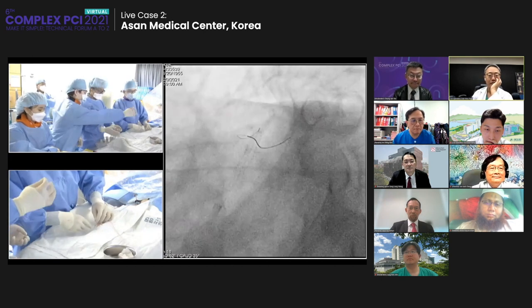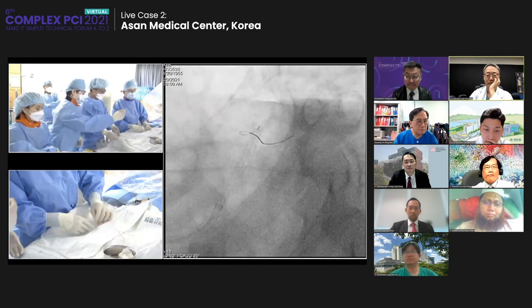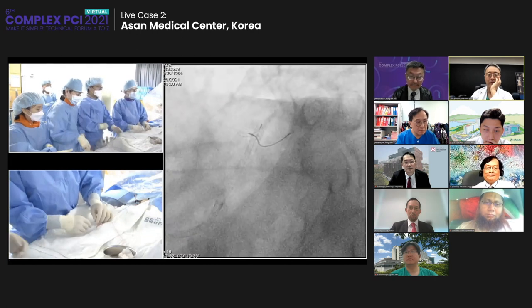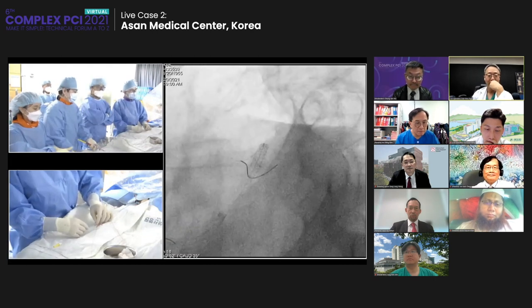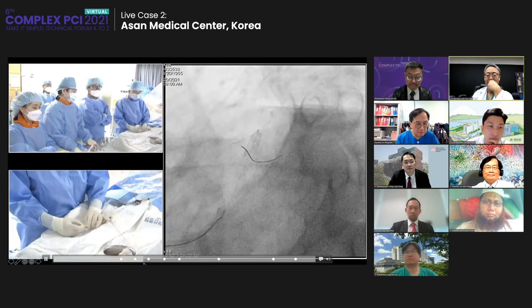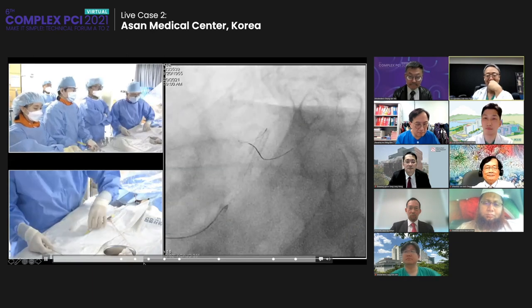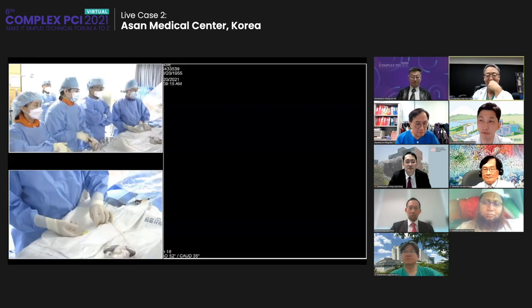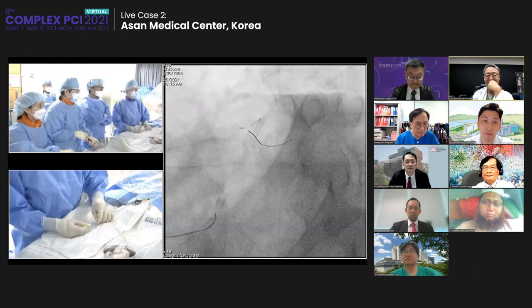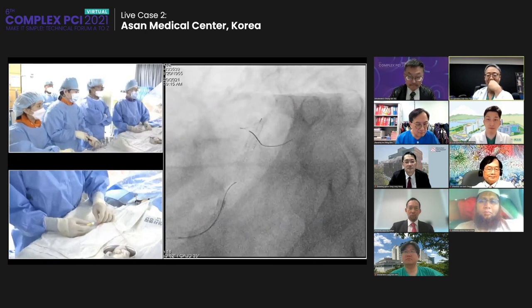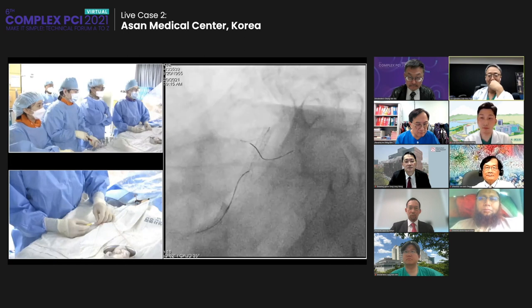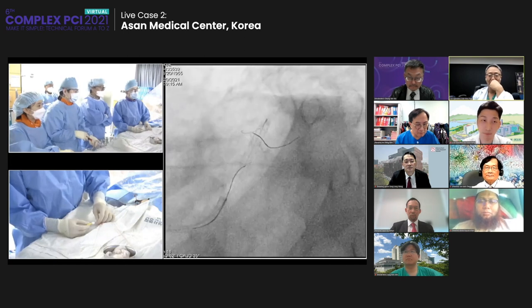Okay. This is a very tough situation anyway, yes. We cannot clearly see the opening of the circumflex. It's an ISR lesion, so we're going to try that first. Great. Fortunately, we have good TIMI flow on the circumflex, so the patient's hemodynamics are stable.